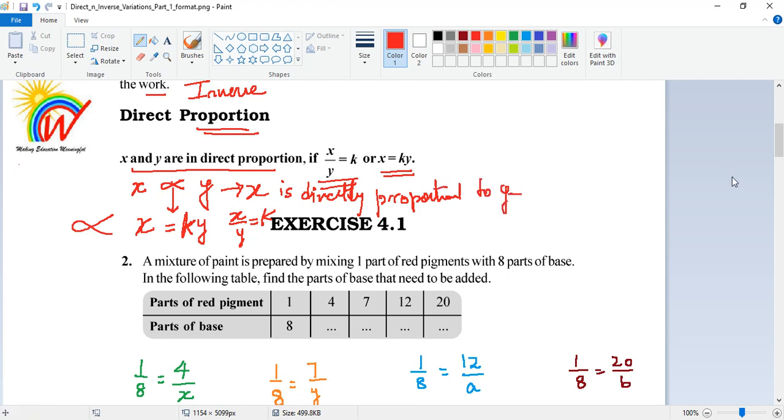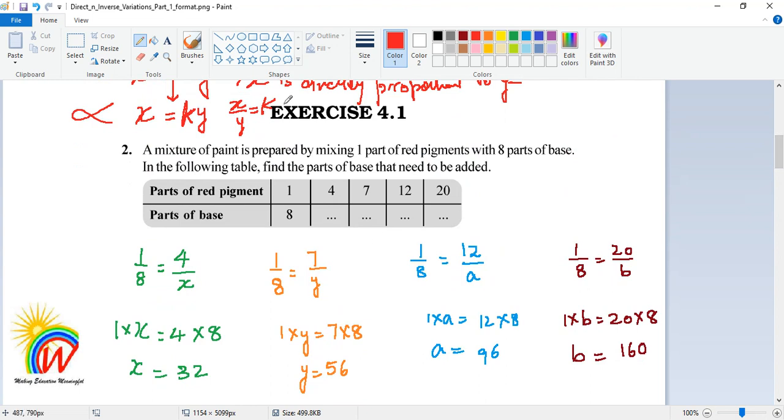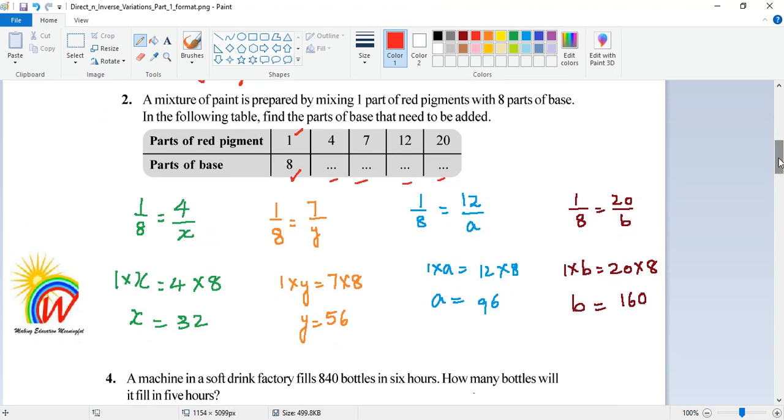Okay, so now let's come to the problem. Now I'm going to randomly pick a few problems in your exercise 4.1. It's very simple. It's based on the same formula. You can just solve this quickly. So you see, it says a mixture of paint is prepared by mixing 1 part of red pigment with 8 parts of base. That's been given in the table. Now find the parts of the base that need to be added. Find the dash ones over there.